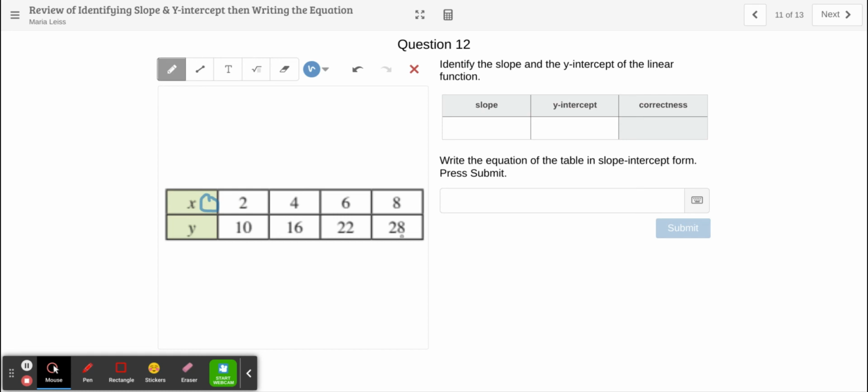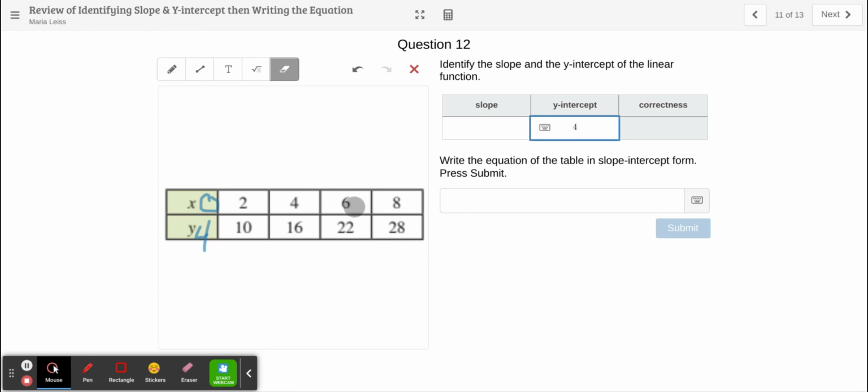So I went 28, 22, 16, 10. Yep, it's decreasing by 6. So what's 10 minus 6? 10 minus 6 is 4. Very good. Now, I don't want to confuse you here, because that means our y-intercept on this one is going to be 4.